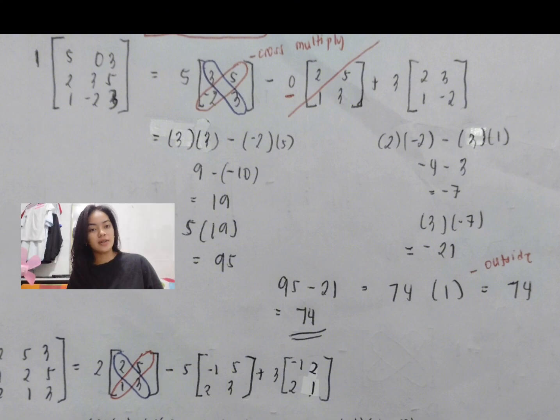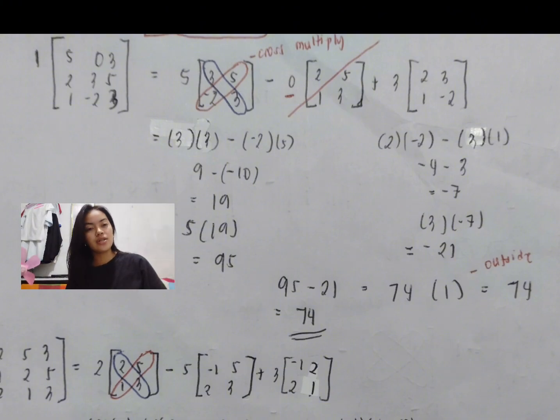After cross-multiplying these items and getting their products, we just need to subtract them. So, 3 multiplied by 3 is equal to 9, and negative 2 multiplied by 5 is equal to negative 10. So, 9 minus negative 10 is equal to 19. Now, after getting the answer, we multiply 19 by the outside number, which is 5, and 5 multiplied by 19 is equal to 95.